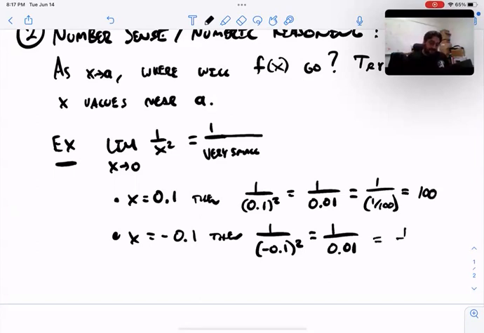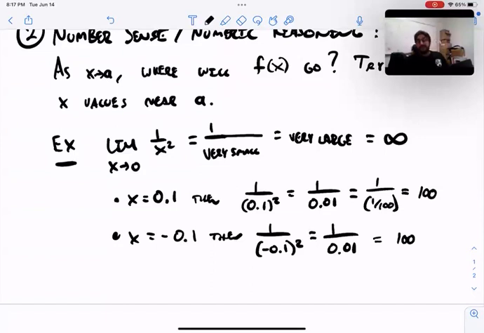So both of these evaluate to 100. So what is this? This is very large, right? When you take 1 over a very small number, you get a number that's very large. And therefore, we can say that this limit is infinity, because whether you go from the left or from the right, either way, we're getting a very, very large number as x approaches 0, right?